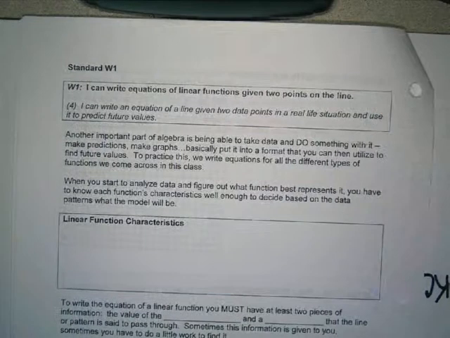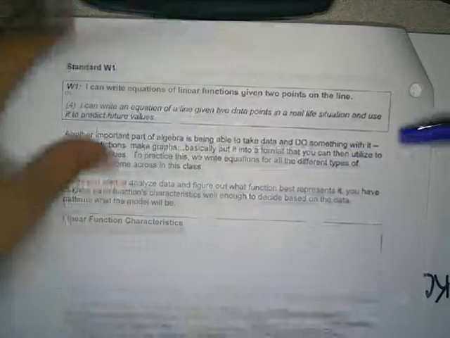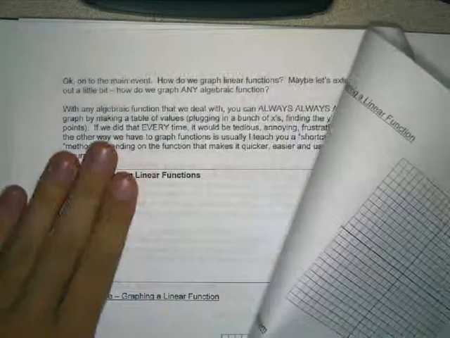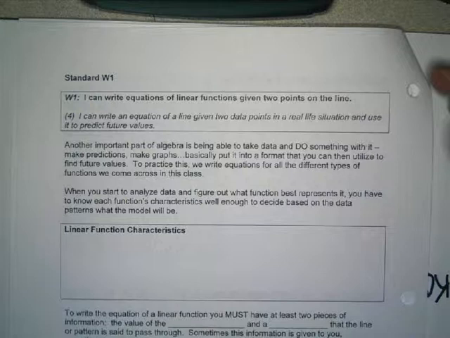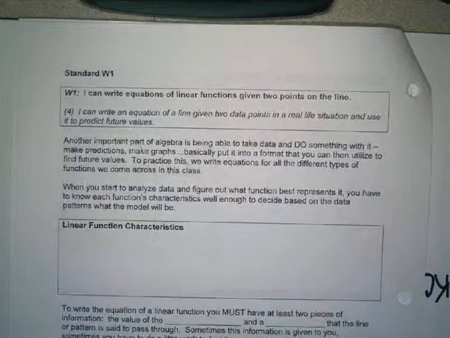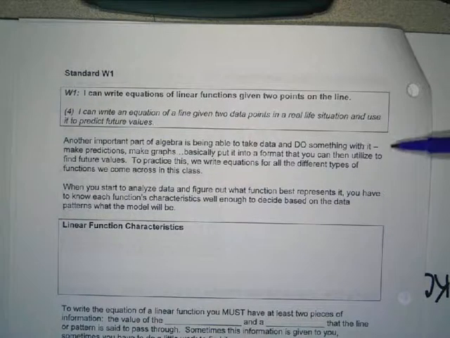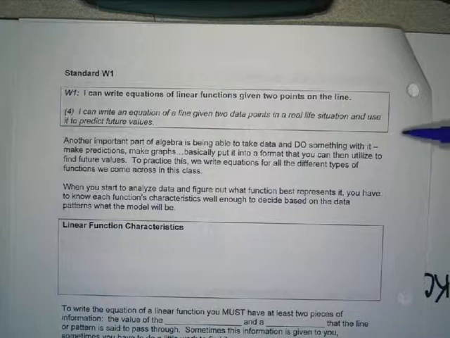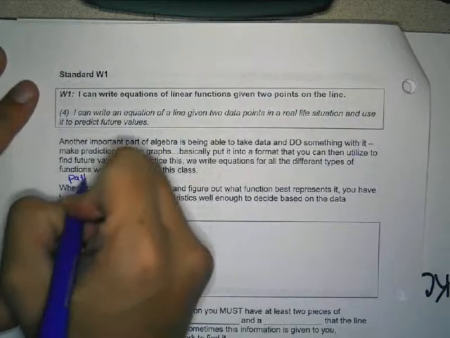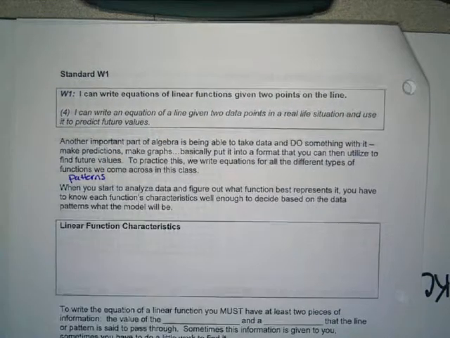Alright, another important part of algebra. So, we've talked about the graphing part. That was the previous section. Another important part is being able to take data and do something with it. Make predictions, make graphs, basically put it into a format that you can then utilize to find future values. To practice this, we write equations for all the different types of functions, or you could also write patterns we come across in this class.